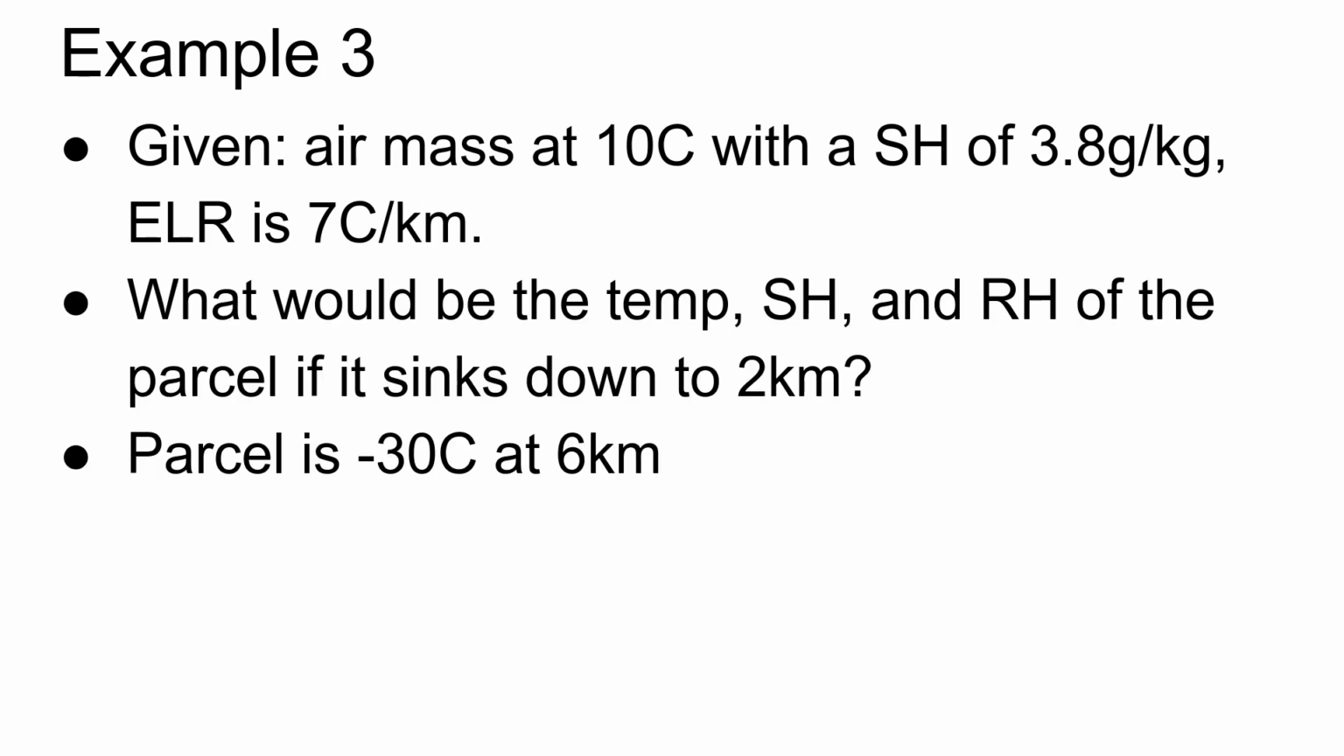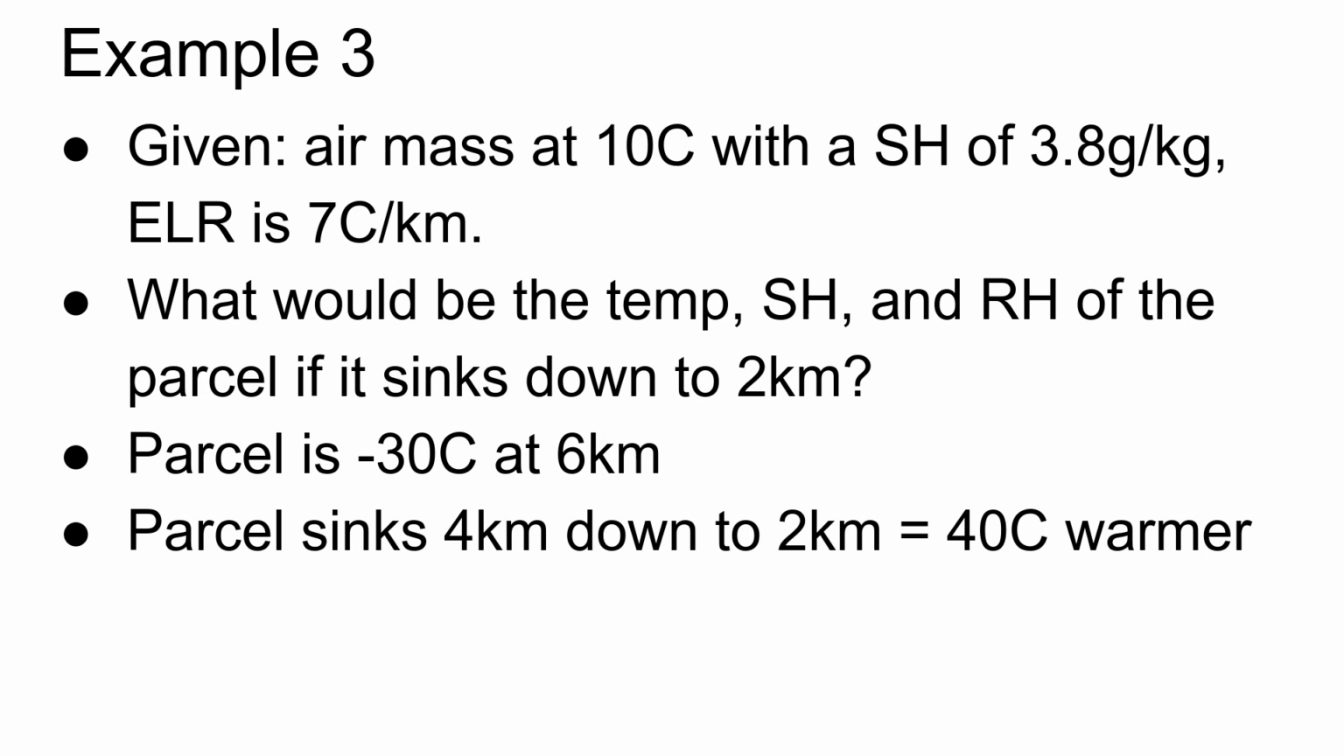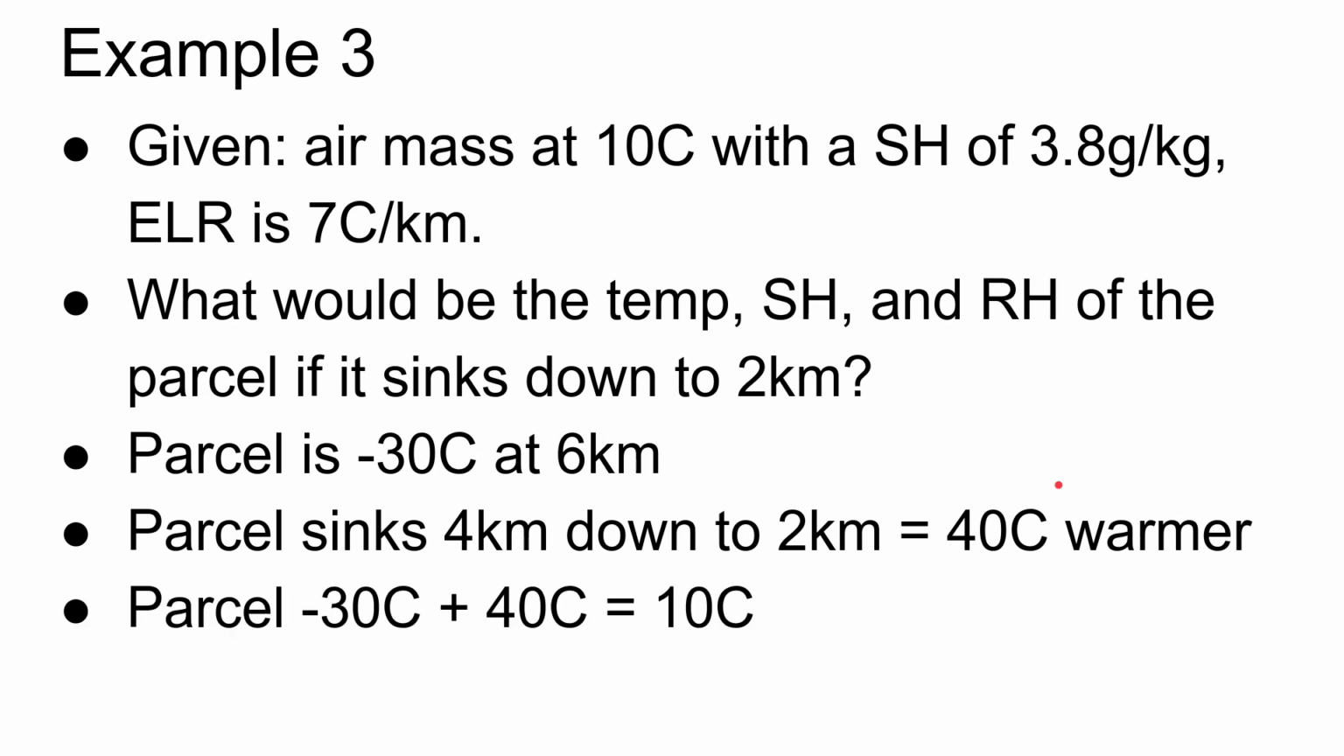So the parcel is negative 30 Celsius at 6 kilometers. As it sinks 4 kilometers down to 2 kilometers, because I've asked you what the temperature would be if it sinks down to 2 kilometers, it gets warmer 10 degrees per kilometer. So it's going to warm up by 40 degrees. Negative 30 plus 40. So the parcel is going to be 10 degrees at 2 kilometers.